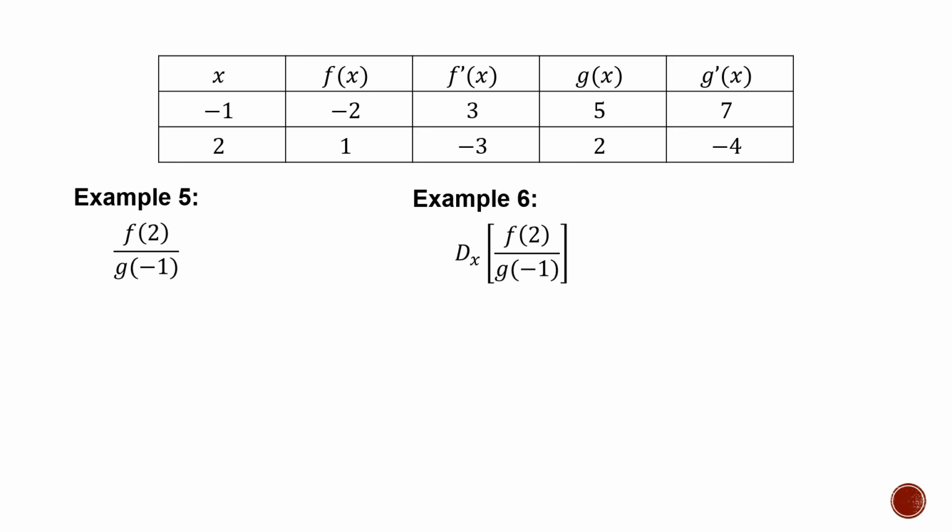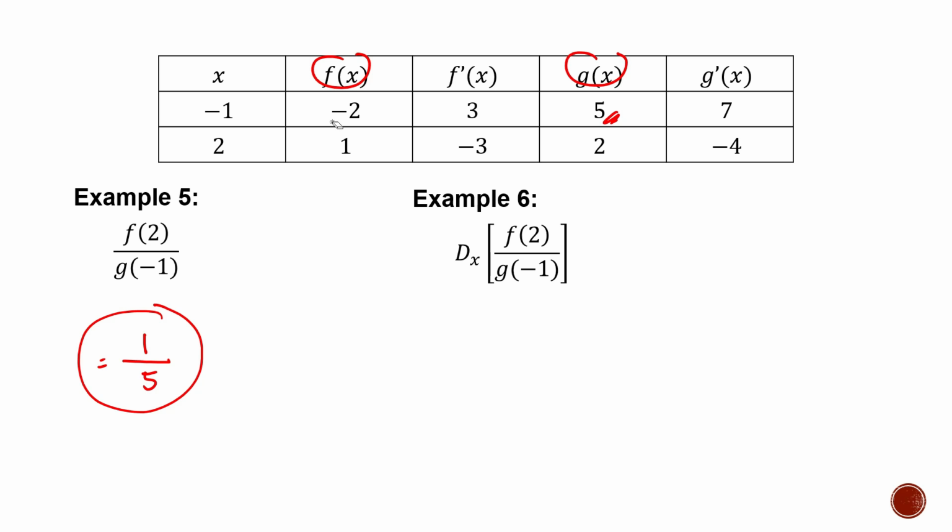Alright, let's go to these examples. Example 5, f of 2 over g of negative 1. So f of 2 is 1, right? This is the f function, this is the 2, that means it's 1 over g of negative 1. This is your g, this is your negative 1, so that means 5 is our answer. So this is 1 over 5.